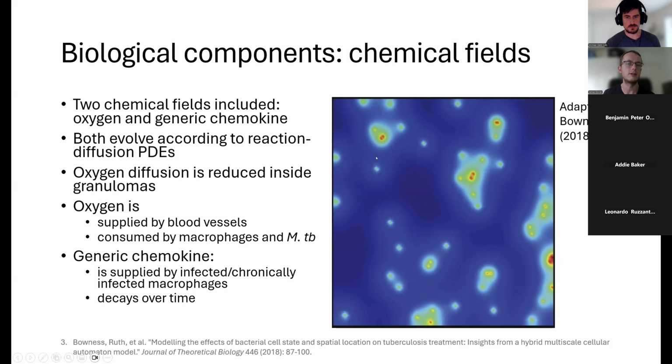The oxygen will get to the site from the blood vessels. So as you can see, if there are a lot of blood vessels together, you'll get these spikes, the red bits, in high oxygen concentration. And if there are no blood vessels anywhere near, you get much lower oxygen concentration, like the blue areas.